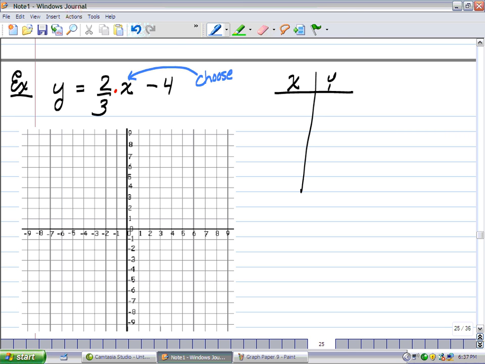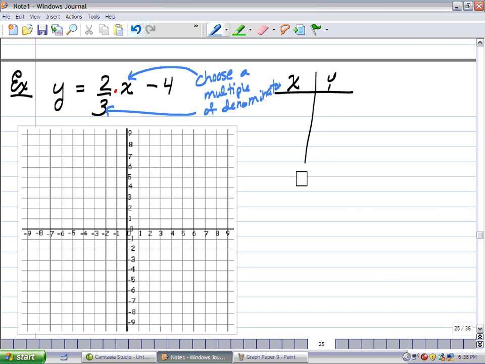Choose a multiple of the denominator. Kind of running out of room there. So I'm going to choose a multiple of 3. What are multiples? Things that will be divisible by 3. Remember the divisibility from the beginning? So we want numbers that are divisible by 3: 0, 3, negative 3, 6, negative 6. Let's see, I'm going to start by picking, how about 3?